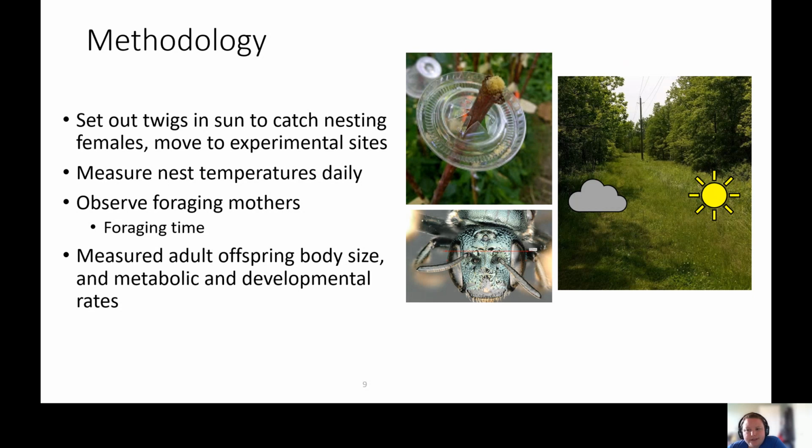I measured the nest and air temperatures in the sun and shade daily between 2 and 3 p.m. I observed foraging mothers and their foraging activity, and I measured adult offspring body size, metabolic rate, and offspring developmental rate.